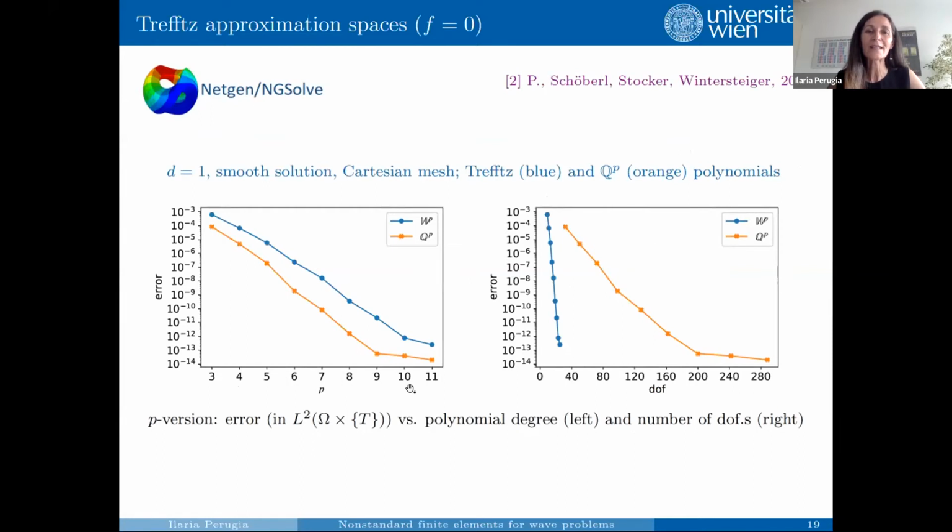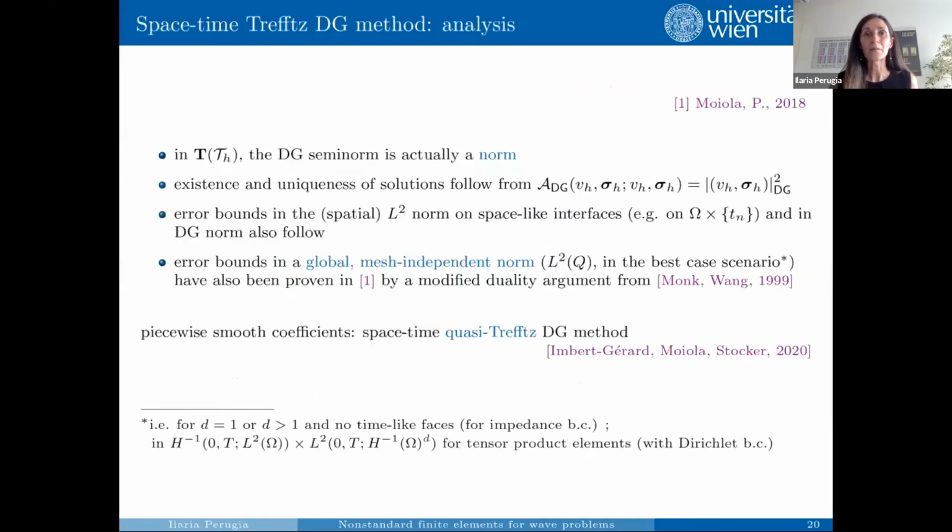So here I increase the polynomial degree and I plot the error. So blue is Trefftz, orange is full polynomials. So here we see that we have the same type of convergence, even if the accuracy here is better for full polynomials because the space is larger. But then if you plot, instead of the polynomial degree, the number of degrees of freedom that you need, you see that with the blue, with the Trefftz, you can have the same accuracy with much fewer degrees of freedom. So this is exactly what you can prove theoretically.